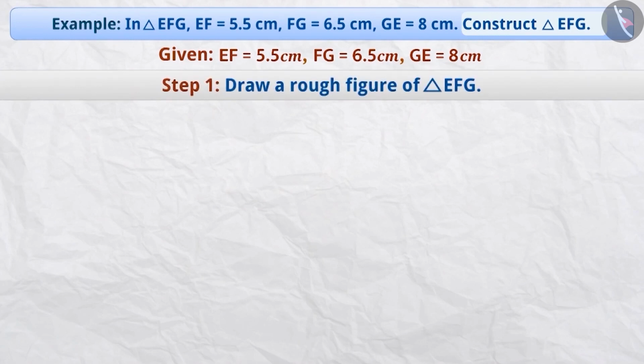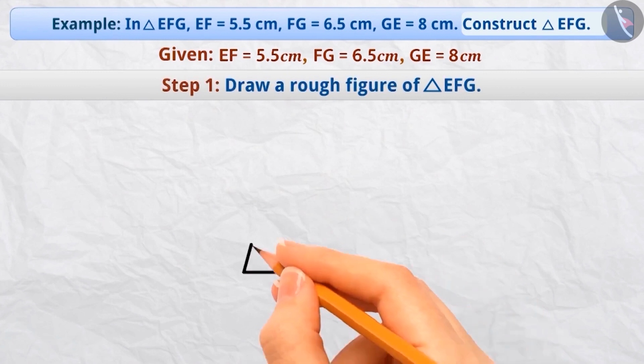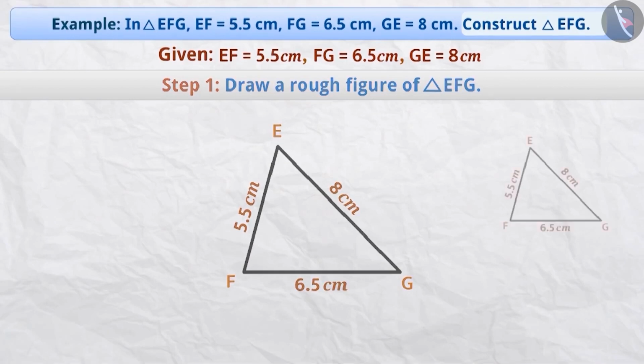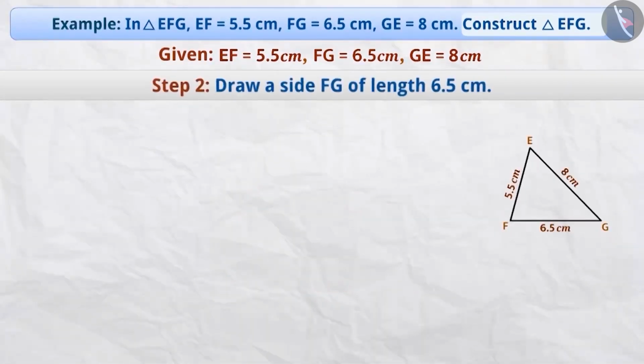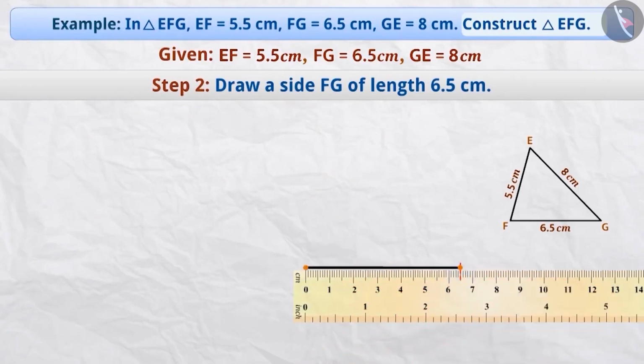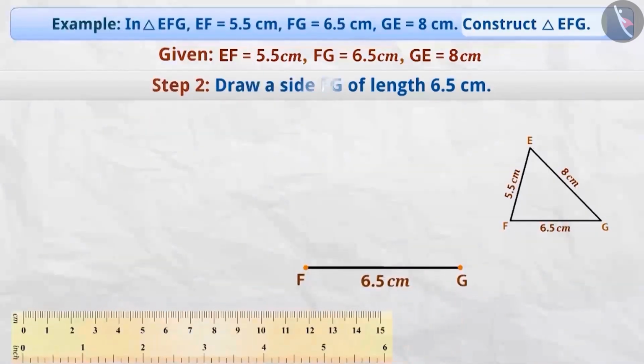First of all, on the basis of the measurements given, we will draw a rough figure of triangle EFG. This will give us a direction for construction. Step 2. Now, with the help of a scale, we will draw a line segment FG of length 6.5 cm.